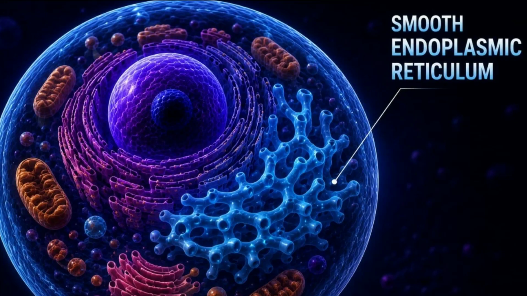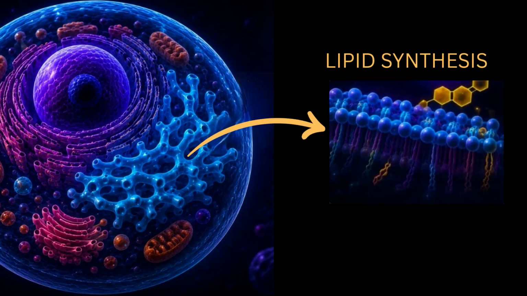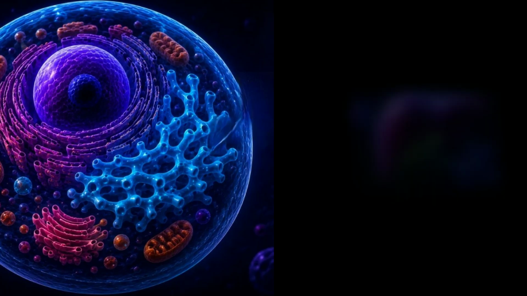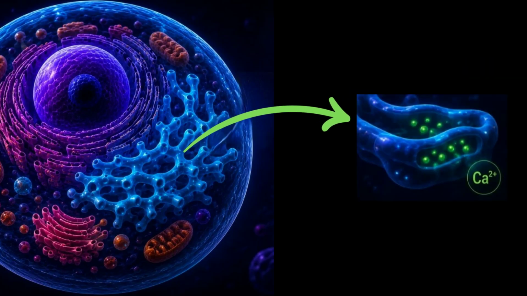Unlike the RER, the smooth ER has no ribosomes attached to its surface, giving it a smooth appearance. Its primary role is the synthesis of lipids, including phospholipids and steroids, which are essential for building cell membranes and producing certain hormones. The smooth ER also helps detoxify harmful drugs and chemicals, especially in liver cells. In addition, it stores calcium ions, particularly in muscle cells, where calcium is required for muscle contraction.